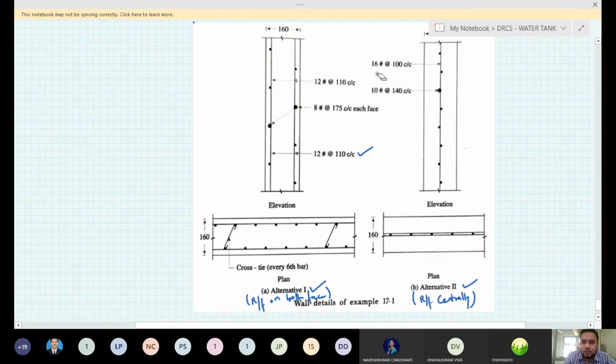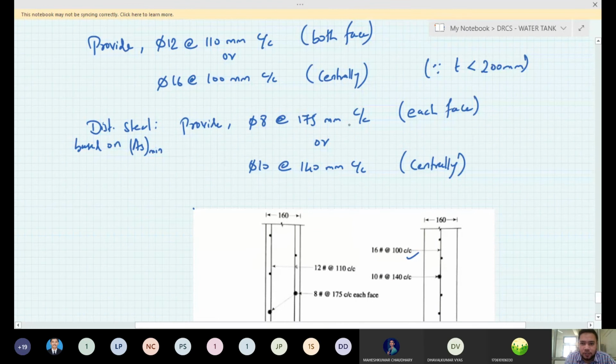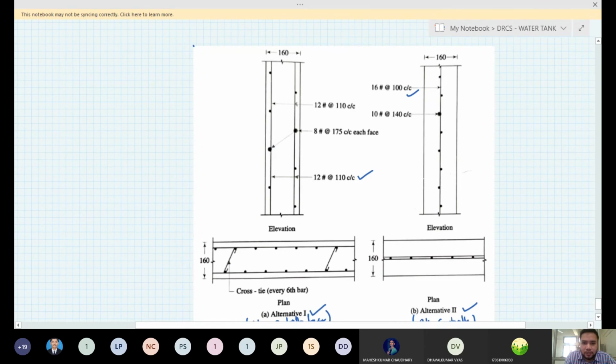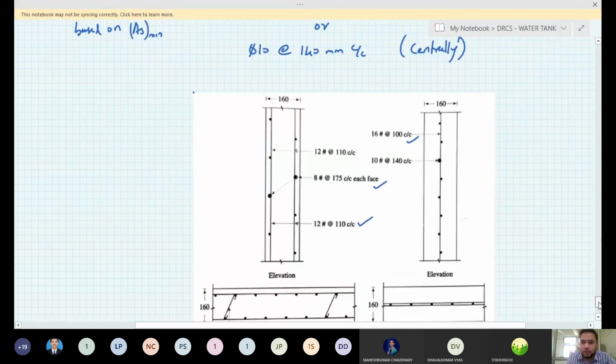And for the distribution steel, if it is provided on each face, then it is 8 dia 175 center to center on each face, and if it is provided centrally, then 10 dia 140 center to center.